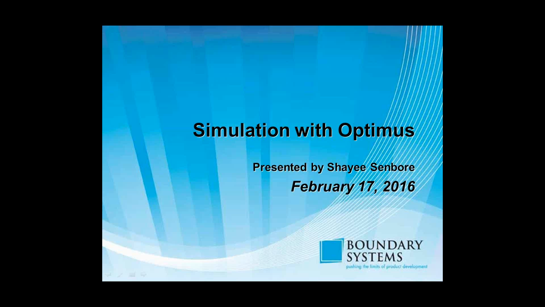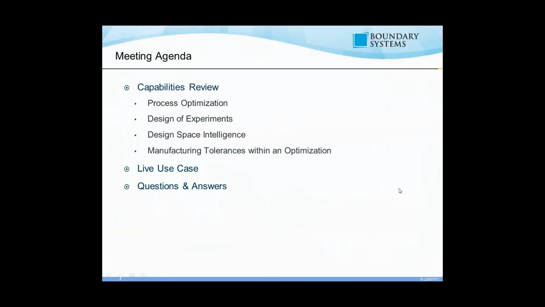Okay, and so we're going to go ahead and get started. The way this is going to go is, first off, I'm going to present and talk about Optimus using a PowerPoint. I'll highlight some of the features and capabilities in Optimus that are of interest and relevance. Then after that, we'll go into a live use case where I show a live example of a project we used Optimus on. And finally, we'll go into a Q&A session at the end.